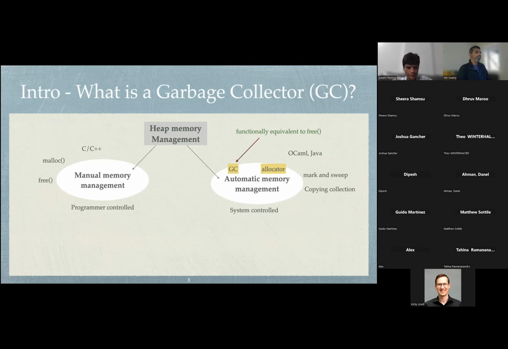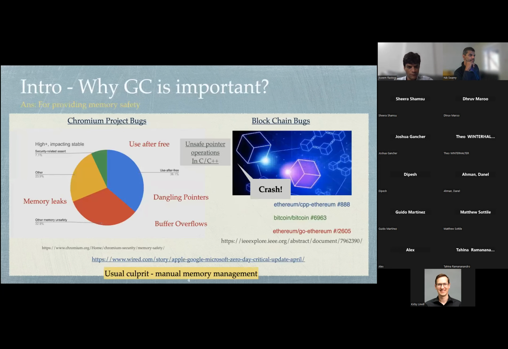Manual memory management has issues: it is error prone and it can cause memory bugs, whereas automatic memory management can be made free of memory bugs if it is verified formally. So why is GC important? This is a statistic about some Chromium project bugs, blockchain bugs and so on. The usual culprit of such memory management bugs is manual memory management. So in order to provide memory safety, we need a garbage collector.